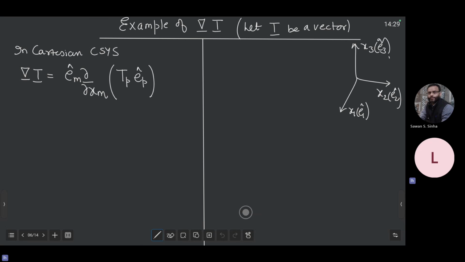Example of gradient of a tensor. For illustration, I am taking T to be a vector. In the Cartesian coordinate system, I am asked to get the expression of the gradient of T in this coordinate system in the most simplified form. I start using index notation right away. Nothing here, no dot, no cross, just standing like this. So now see what will happen. No dot here.